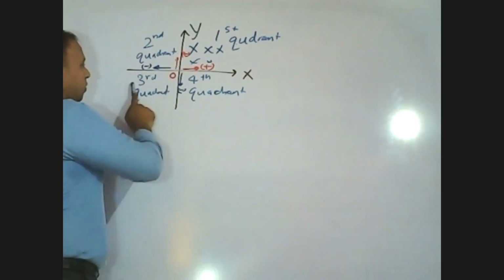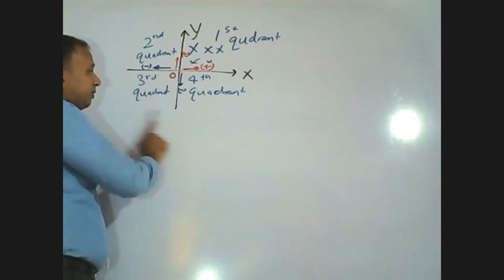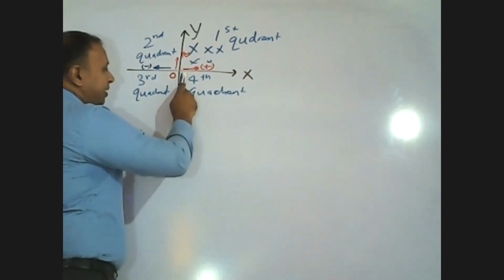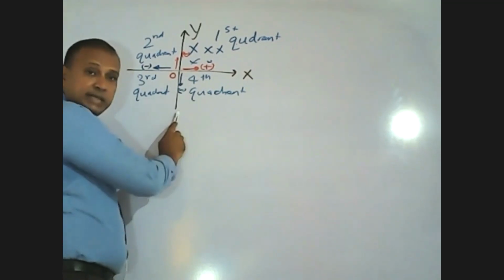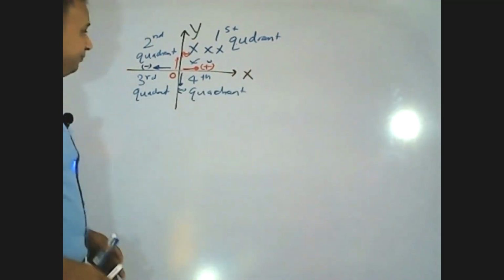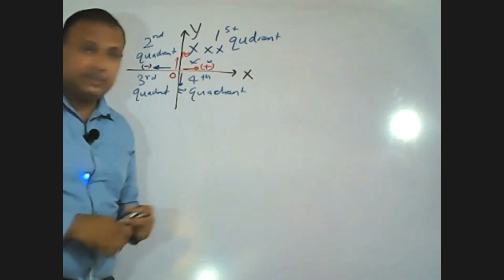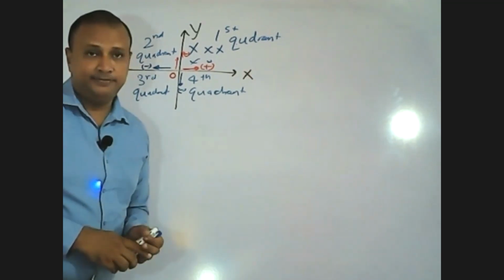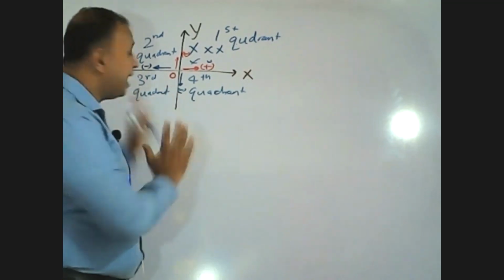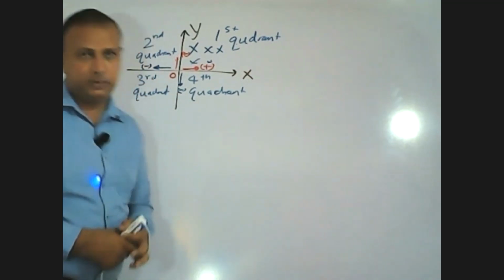If we consider the third quadrant, the x part is negative and the y part is also negative. If we consider the fourth quadrant, the y part is negative and the x part is positive. So those are the signs of x and y in each quadrant. You should clearly understand the Cartesian plane and the signs of the x and y axes.